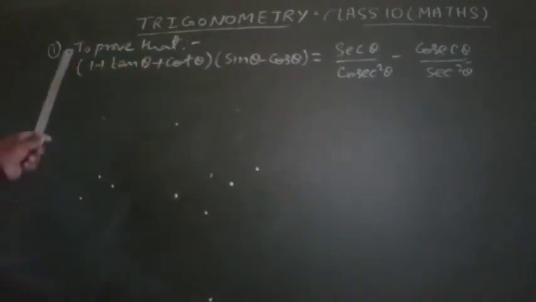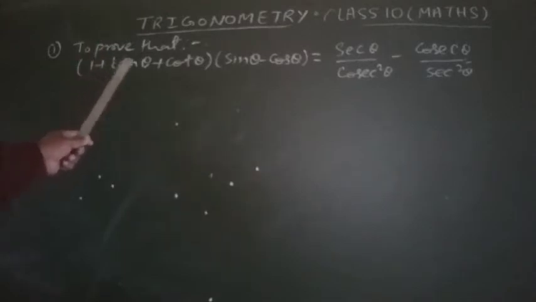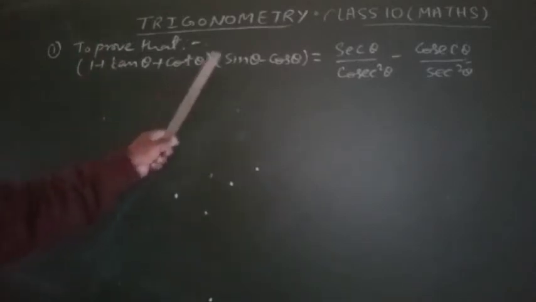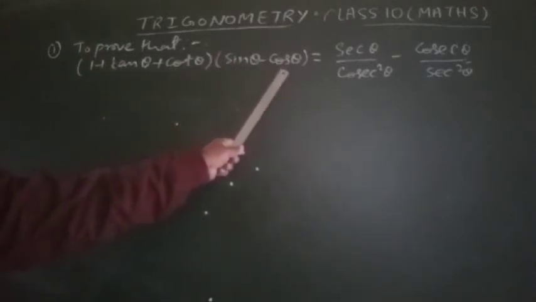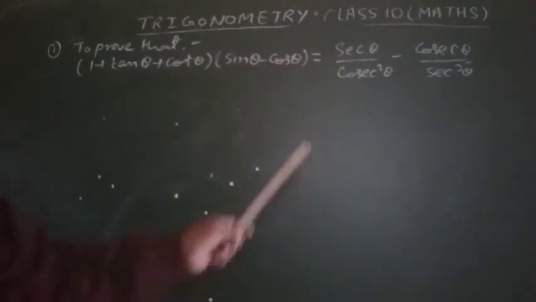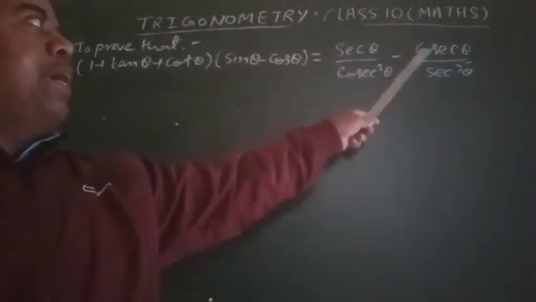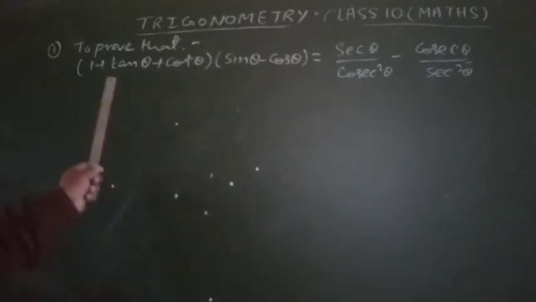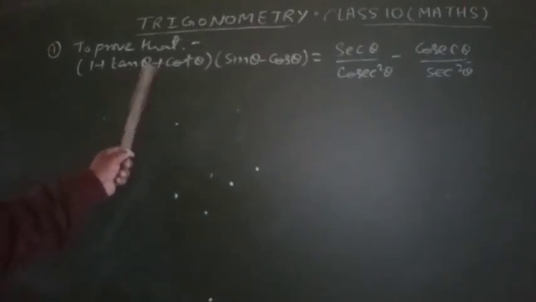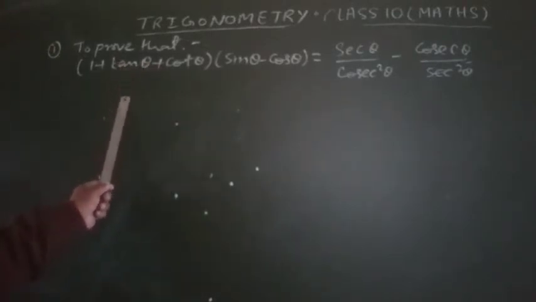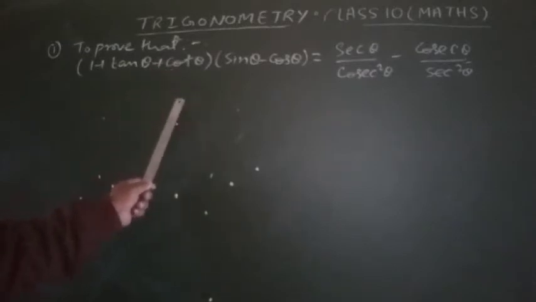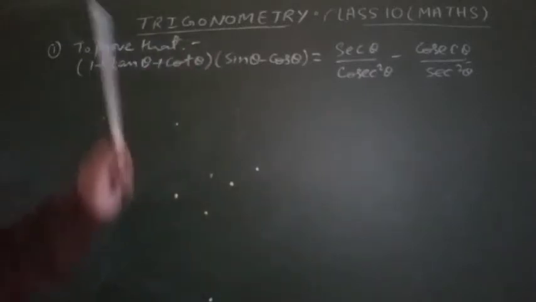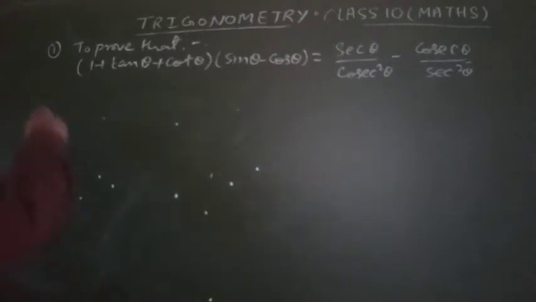What is the question? To prove that (1 + tan θ + cot θ)(sin θ − cos θ) equals an expression in the form of sec and cosec. What I will do is break tan θ into sin by cos and cot θ into cos by sin, and just do the multiplication. Look at this, how I am doing.